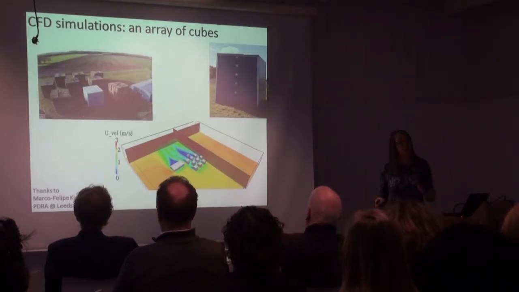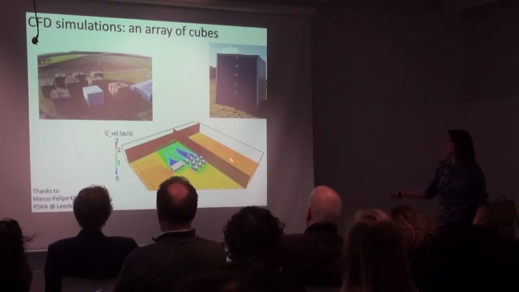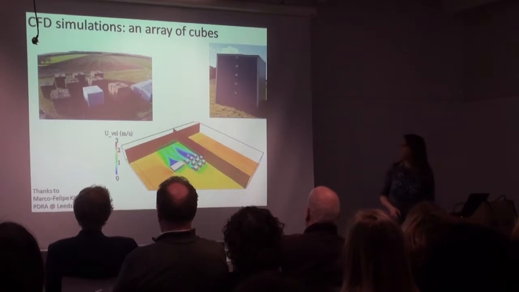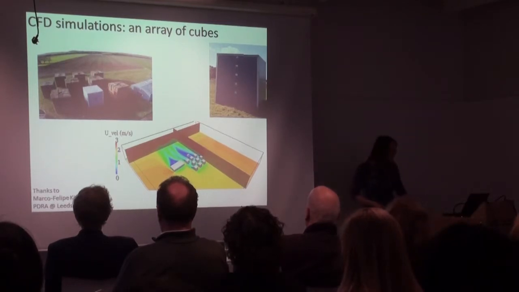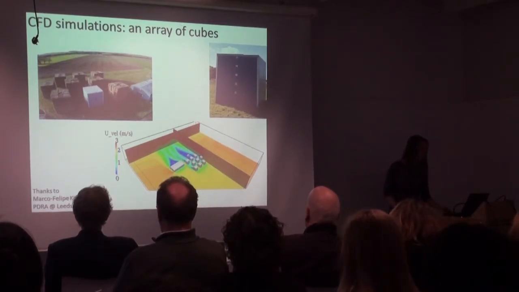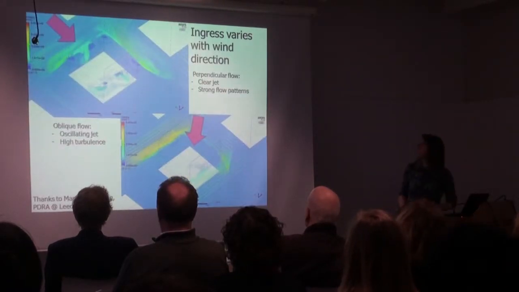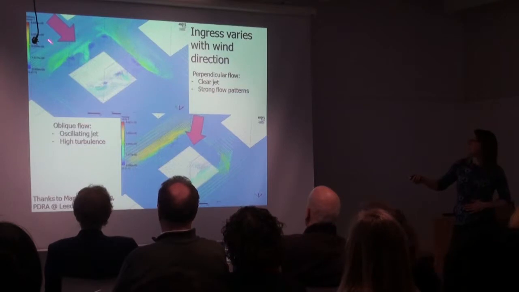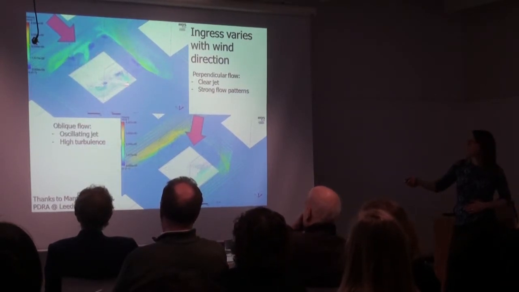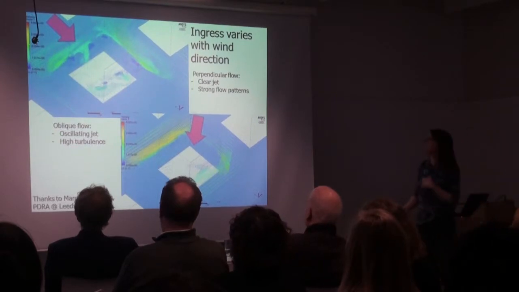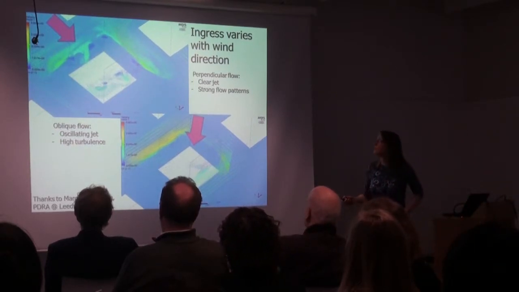But getting on to what we want to use it for, he's starting to simulate the kind of flow patterns you get around these sorts of buildings. So you can simply model what the flow deficit and velocity is. But more interestingly, he's starting to look at the ingress into the cube, and I should say that there's an opening at the front and an opening at the back. That's the case the results were from before.